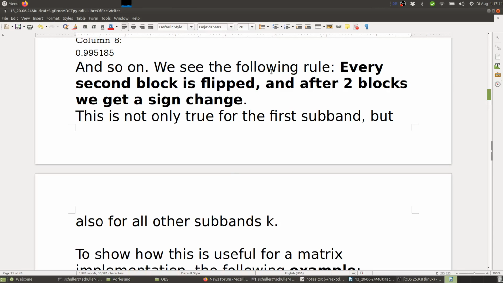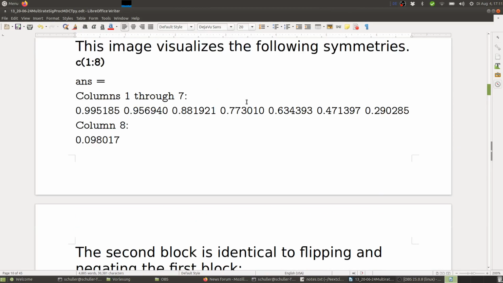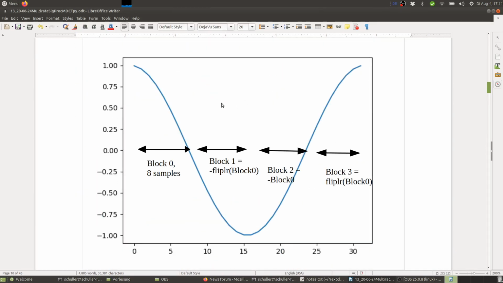Yeah, so we see the following rule. Every second block is flipped left, right, and after 2 blocks we get a sign change. Right, you can see it here. So here we have sign change and flip LR, and you can see this is flip LR block number 1, and block number 3 is also flip LR. And then here we have plus, minus, minus, plus. So we have 2 blocks negative, and the next 2 blocks are positive again.